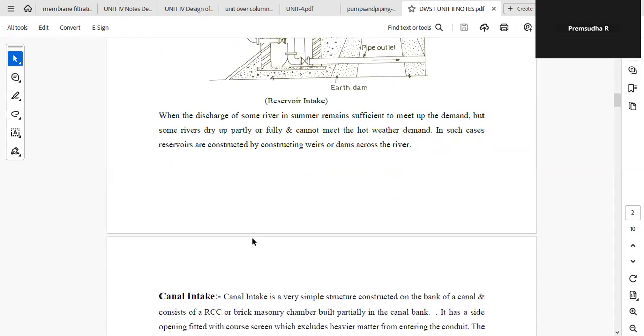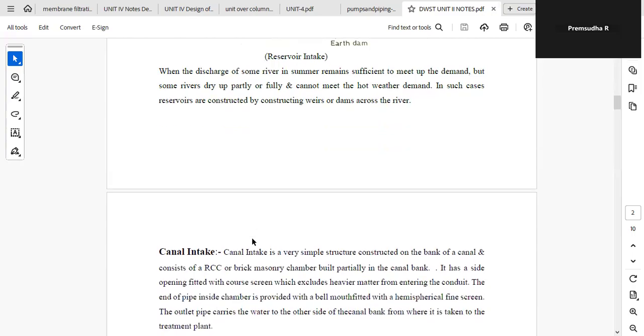When the discharge of some rivers in summer remains sufficient to meet the demand, but some rivers dry up partly or fully and cannot meet the hot weather demand, in such cases reservoirs are constructed by constructing weirs.